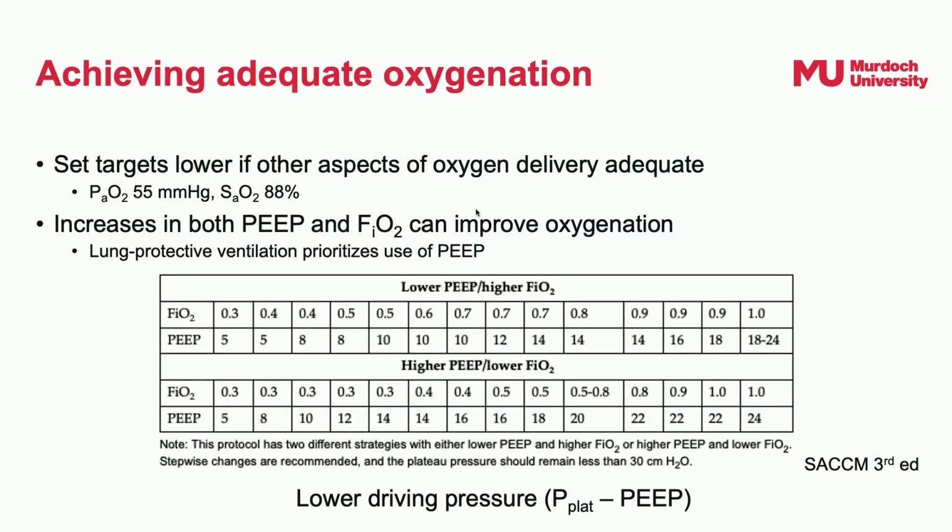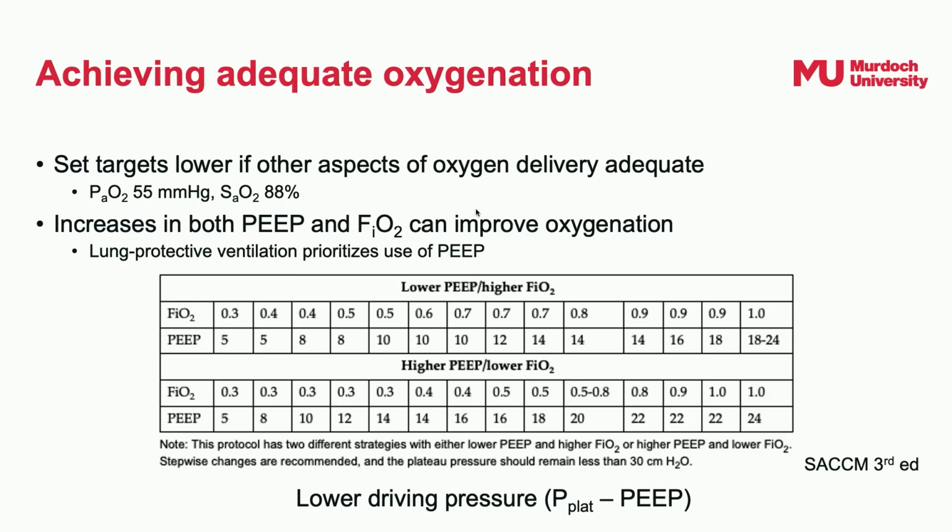Then when I'm talking about achieving adequate oxygenation, I alluded to before the approach of using a higher PEEP and a lower FiO2. So in ventilation of lung disease, both of these factors can increase your arterial oxygen saturation and your PaO2. So increasing the FiO2 just increases the fraction of oxygen in the ventilated alveoli and therefore can increase the amount of oxygen in the pulmonary capillary blood. That's probably relatively intuitive to most people.